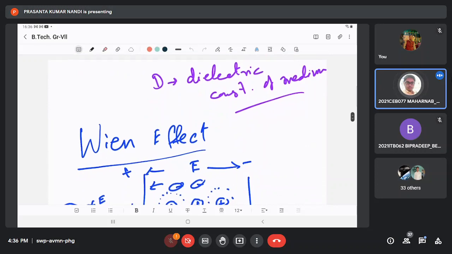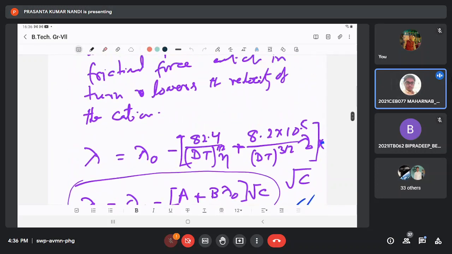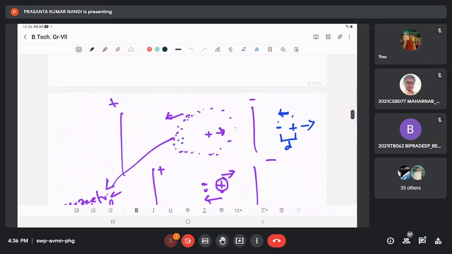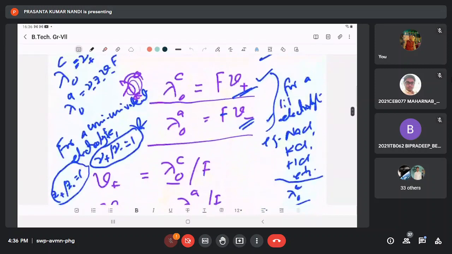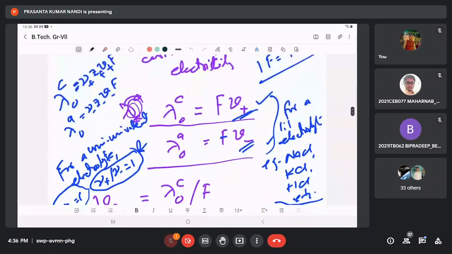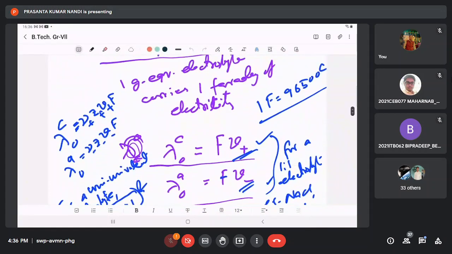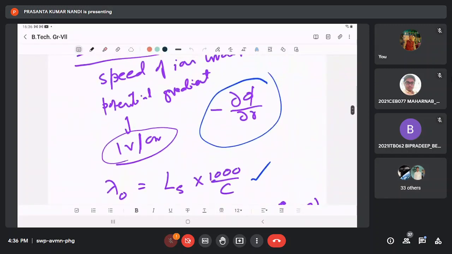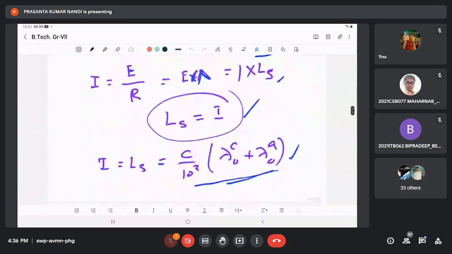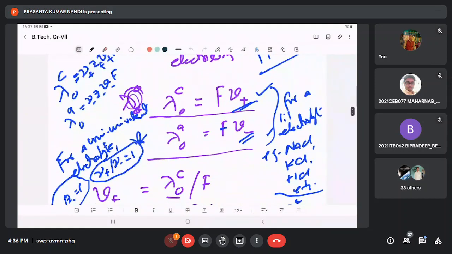So there will be numericals on these equations. Numericals you may not get on this, but numericals we can probably expect from this part, that is transport number, mobility, like this. But I think we'll be able to answer all these things. Okay. So you go through this and discuss it.